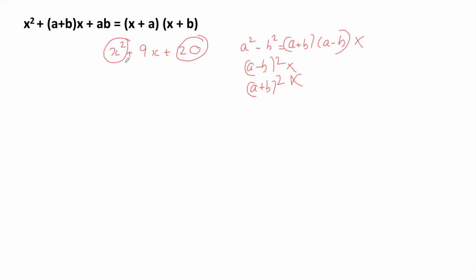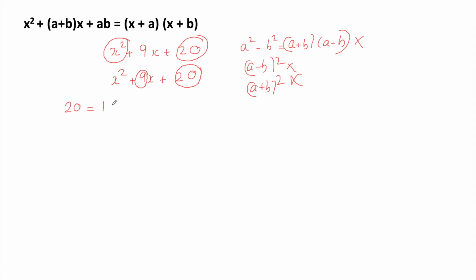We have to check if we can express this in the form of x square plus a plus b into x plus ab. But what is a and b here? For that, again I am writing the example x square plus 9x plus 20. For finding a and b, we should consider the coefficient of the second term and the third term. Now find the factors for the third term. What are the factors for the third term? 20 is the third term, so we should find the factors for that.